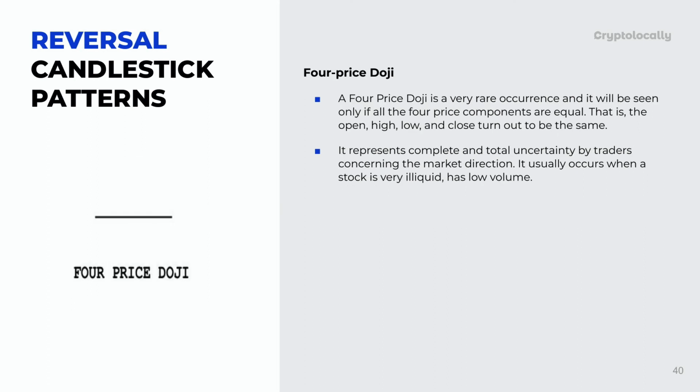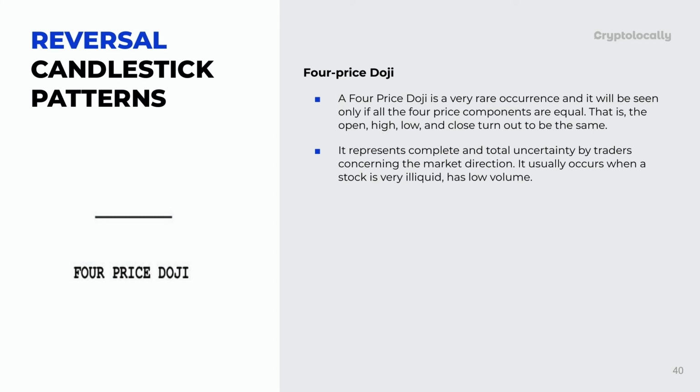So the next doji is very rare in the market, which is the 4 price doji. You will rarely see this particular doji in the market. It means the opening price, the closing price, the high price, and the low price, all of them are at the same point. They are all equal. So when you see a 4 price doji in an uptrend, it means the trend is about to change to a downtrend. But if you see it in a downtrend, it means it's about to change to an uptrend.